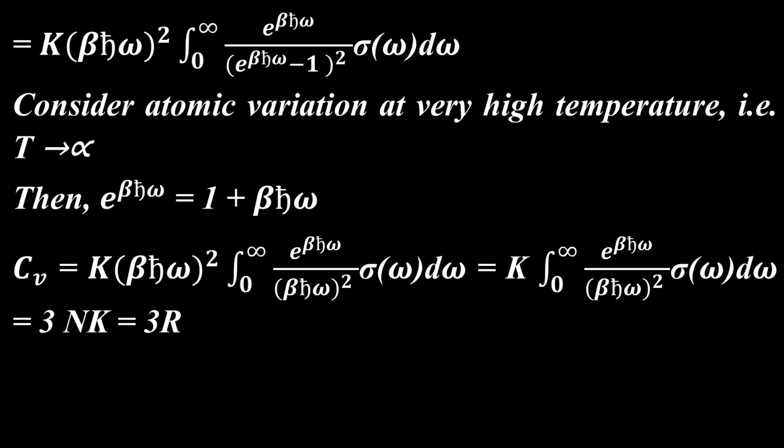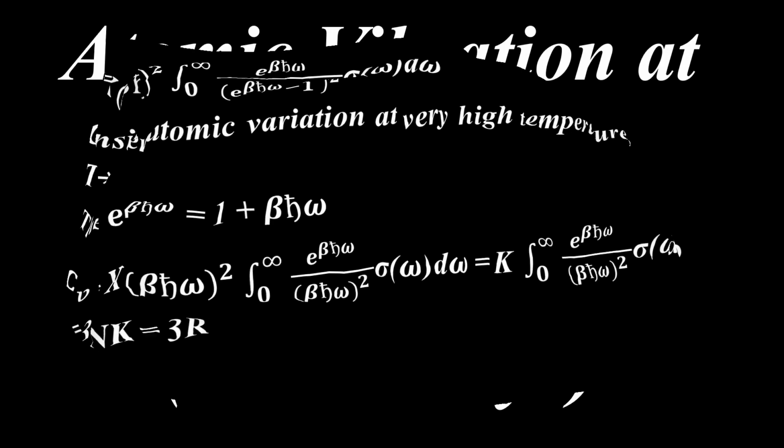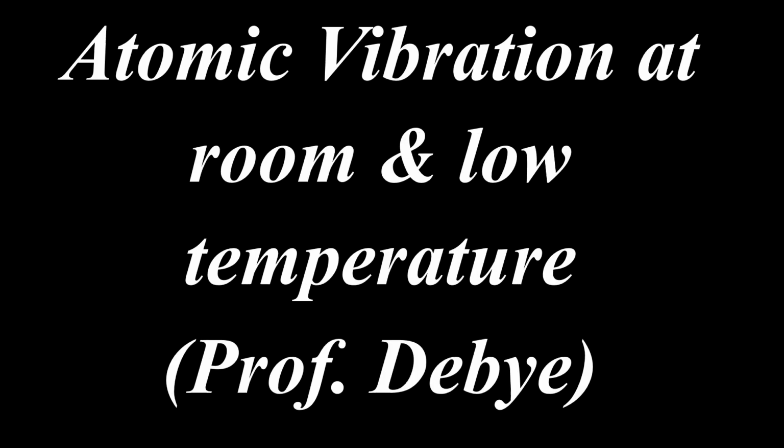This is a very important term in statistical thermodynamics. Again, Cv is equal to 3R, and after solving this complex equation we get Cv equal to 3R. This is a very important and interesting topic, that Cv is equal to 3R at very high temperature. Applying very high temperature, T equal to infinity, we get Cv equal to 3R.